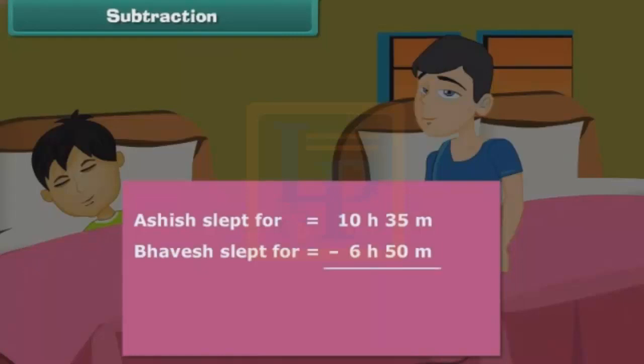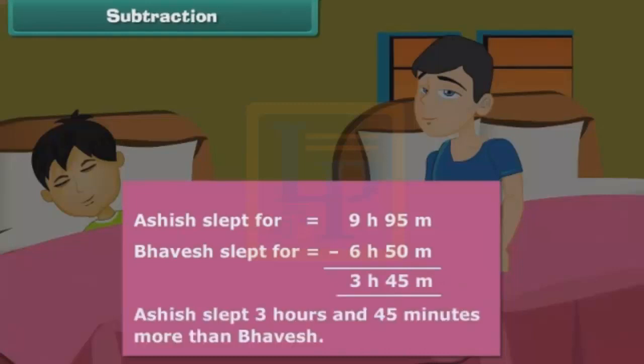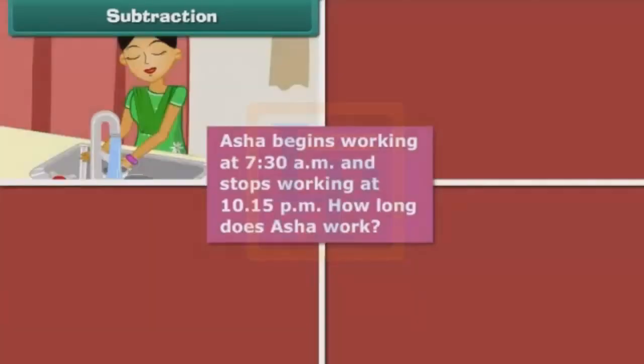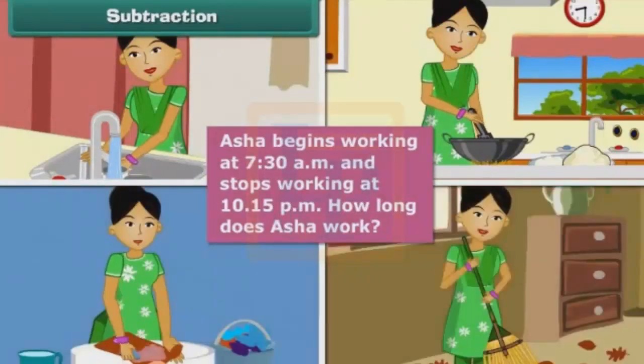We cannot subtract 50 from 35, so we borrow an hour. We add 60 to minutes and subtract 1 from hours. Now we can perform the subtraction. Therefore, Ashish slept 3 hours and 45 minutes more than Bhavesh. Asha begins work at 7:30 a.m. and stops working at 10:15 p.m. How long does Asha work?